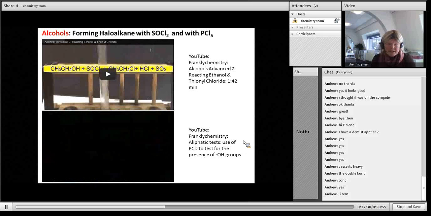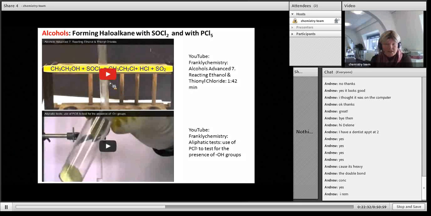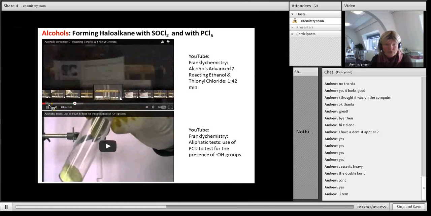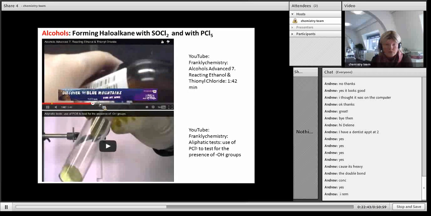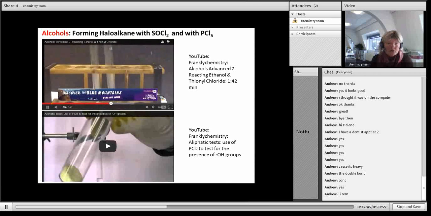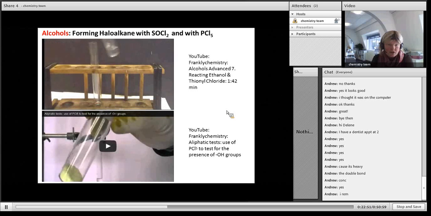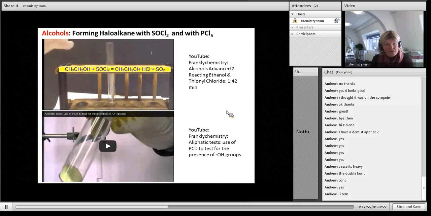Right, these I'm going to look at because it's quite good to see how it reacts with thionyl chloride. So this first one is, and I'm going to move it straight on to one. Okay, so what they've got there is thionyl chloride in one test tube, and then they've got the alcohol in the other test tube, and now they're adding one to the other. And notice the bubbling when it gets added.